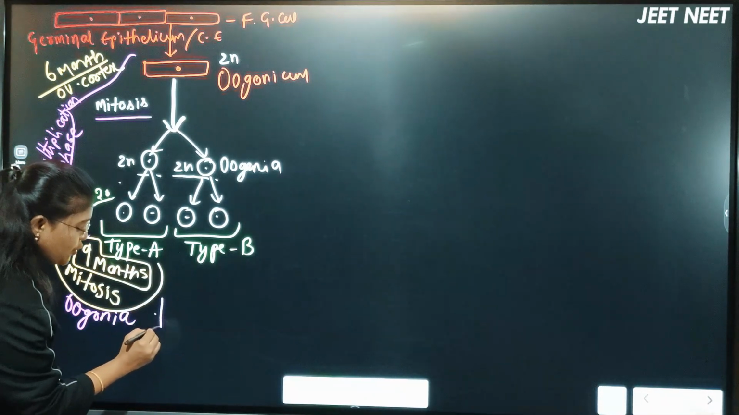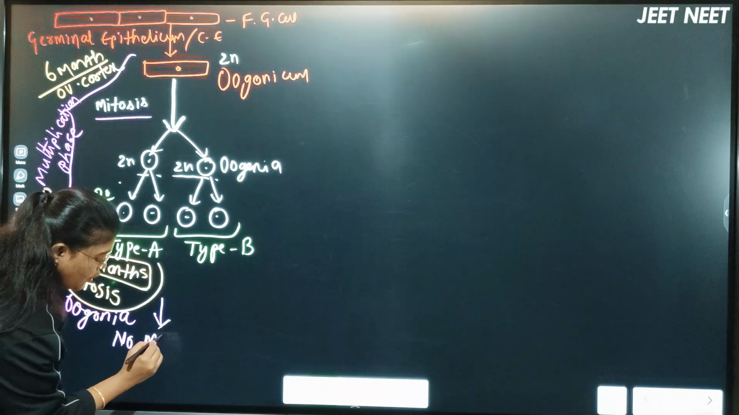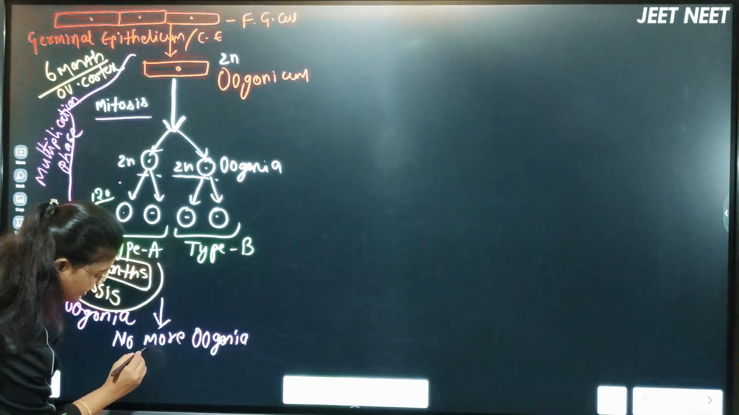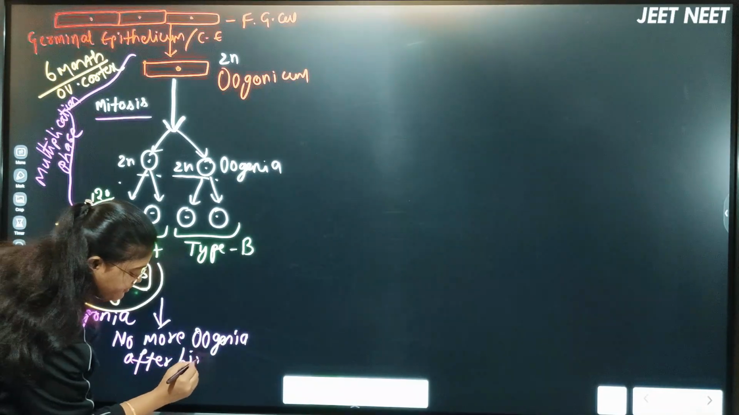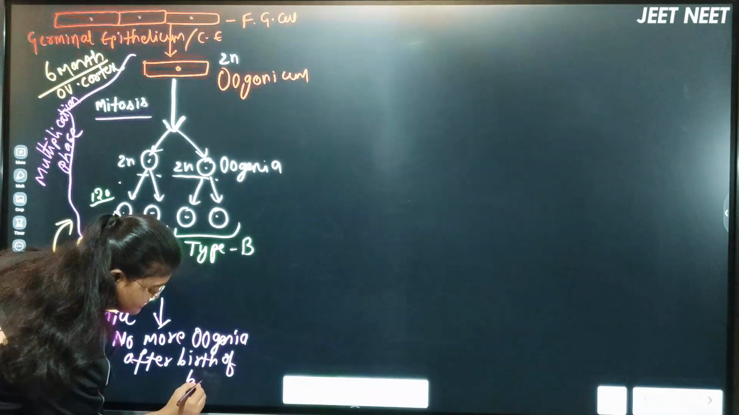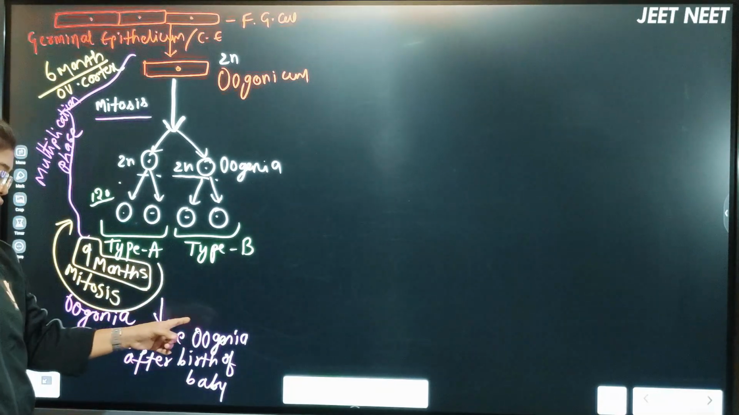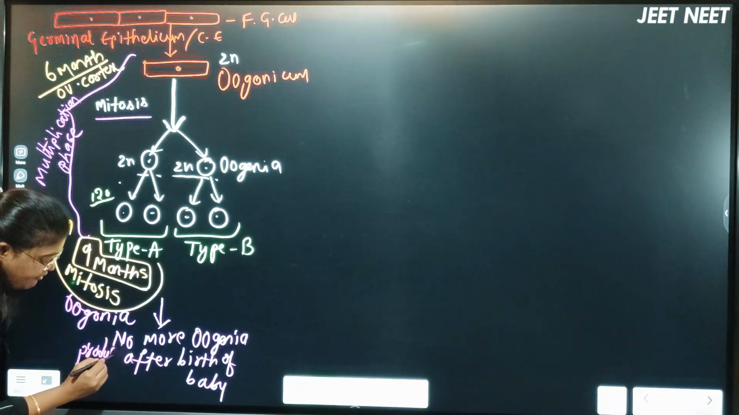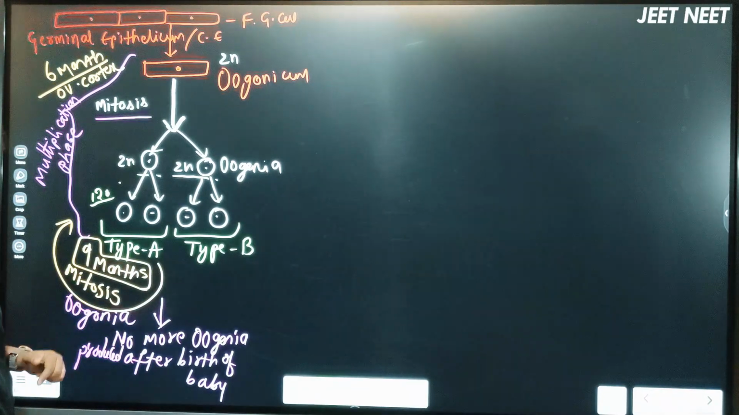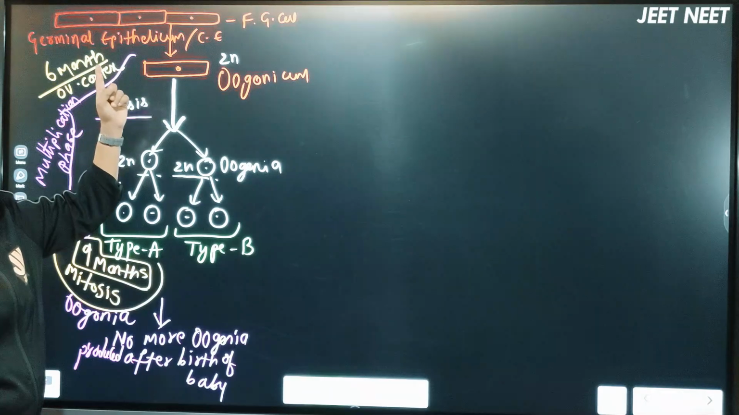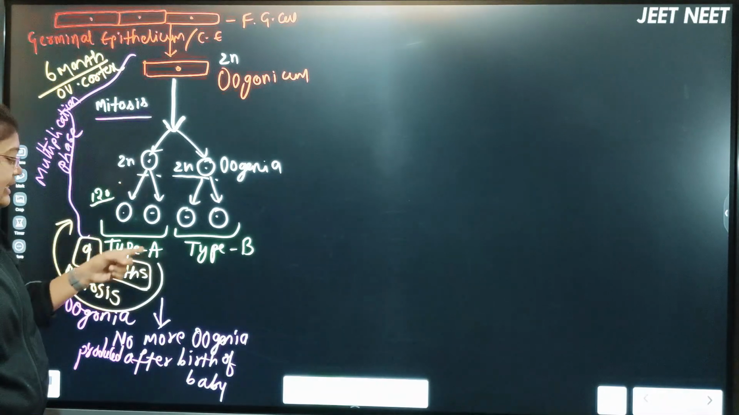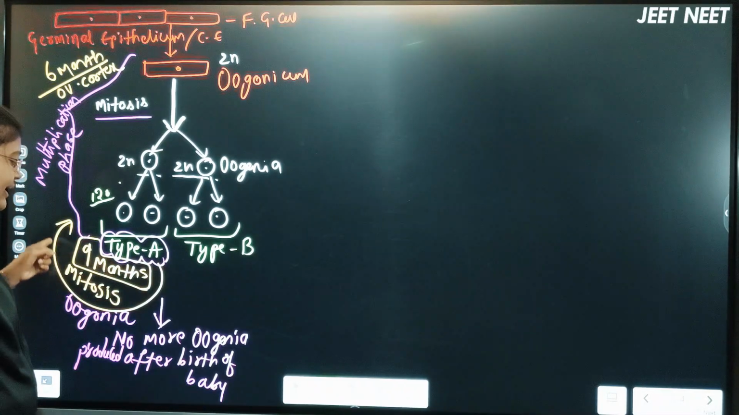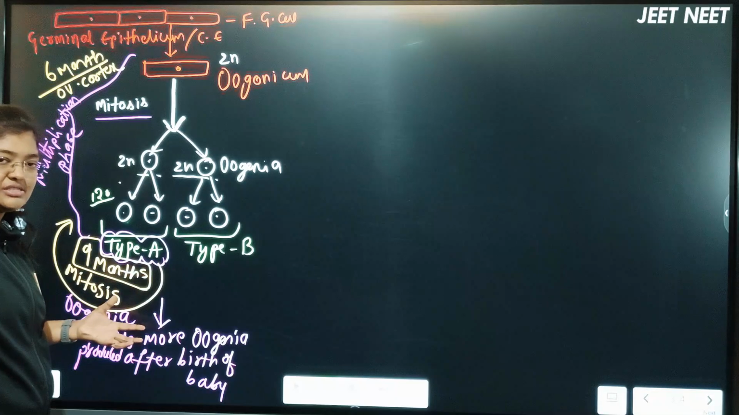But a very important NCERT point, which most of the good students won't understand. NCERT has given that no more oogonia will be produced after the birth of the baby, right? Can you see this point in the NCERT? No more oogonia are produced after the birth of a baby, because when the oogonium started mitosis in the 6th month until 9 months, these type A cells will continuously undergo mitosis to produce the oogonia here.